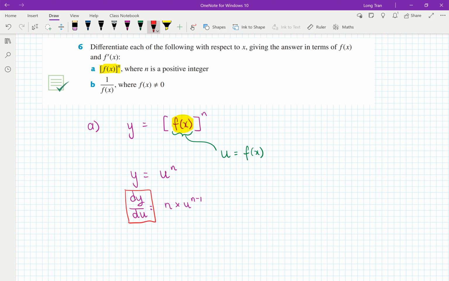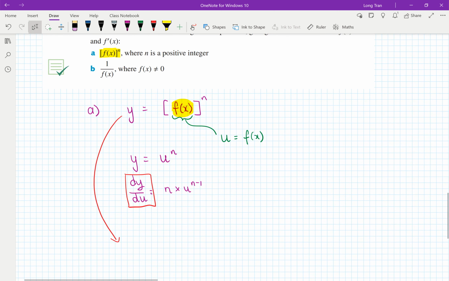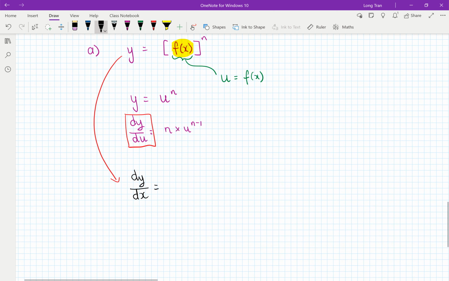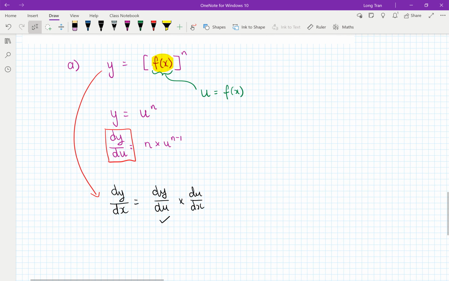What I'm really trying to find is dy/dx, the change in y with respect to the change in x in this case. So I'm really just using the chain rule: dy/du multiplied by du/dx. I've got dy/du. My job is to find du/dx, which I can find because I replaced f of x with the variable u, which I made up.